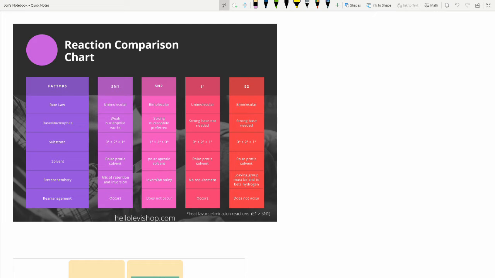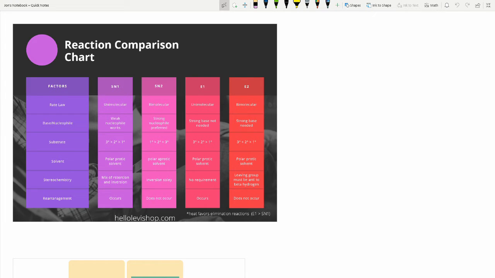When we say that the SN2 as well as E2 reactions are bimolecular, we mean that the rate of the reaction is dependent on both the reactants and the substrates. For instance, for SN2 it would be dependent on the concentration of the substrate and the nucleophile. For E2 reactions, it would be dependent on the concentration of the substrate and the base.